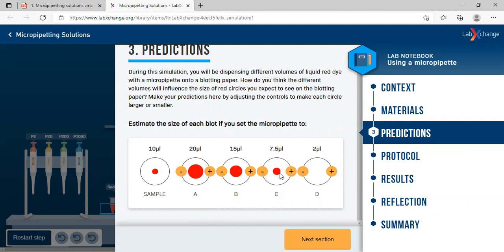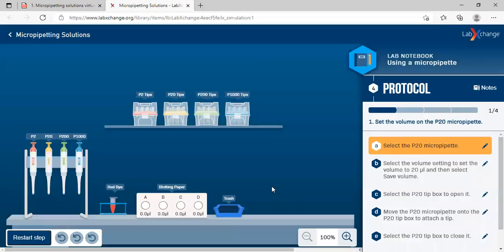7.5 would be like that, and 2 would be like that. Because 10 looks small, so 7.5 would look less like that. 15 is a bit more than 10, and 20 is a bit bigger. Yeah, like that. So I'm going to do this. I'm going to start the protocol.